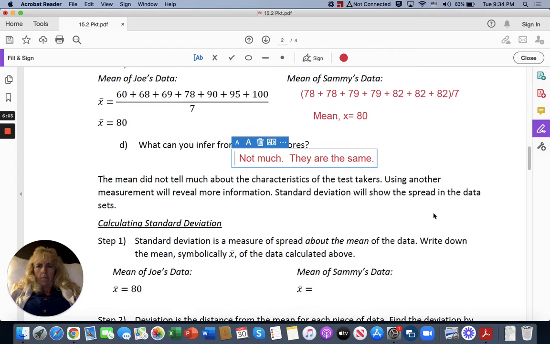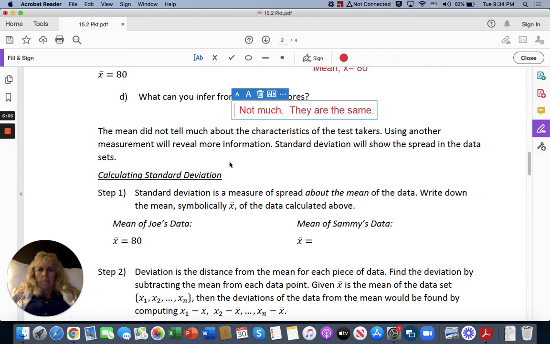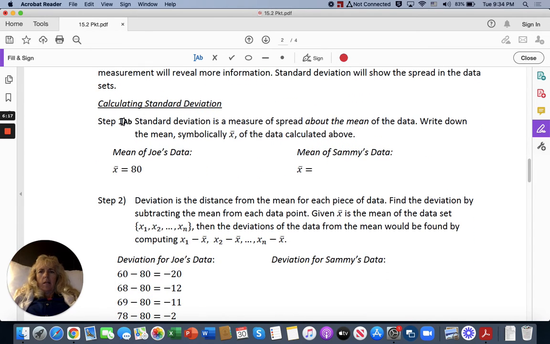They are the same. The mean did not tell much about the characteristics of the test takers. Using another measurement will reveal more information. Standard deviation will show the spread in the data sets. Okay? Again, step 1. Standard deviation is a measure of spread about the mean of the data.